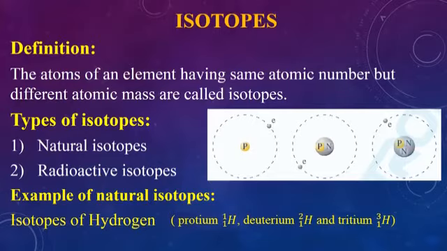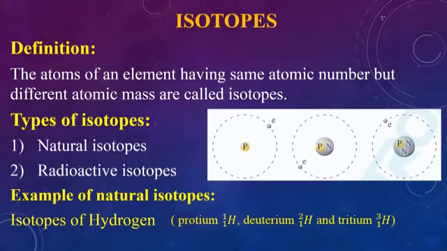There are in fact two types of isotopes. The first one is natural isotopes, and the second one is radioactive isotopes. Natural isotopes mean the isotopes which exist in nature, and radioactive isotopes, or radioisotopes, are those isotopes which do not exist naturally, but are made in nuclear reactors.